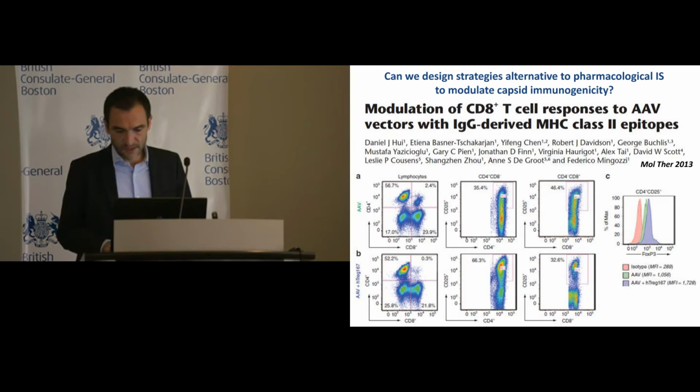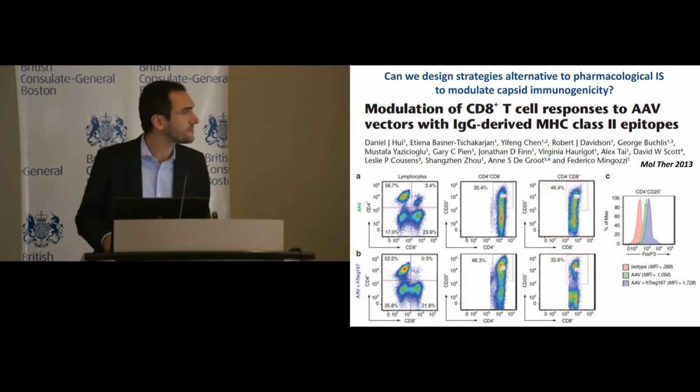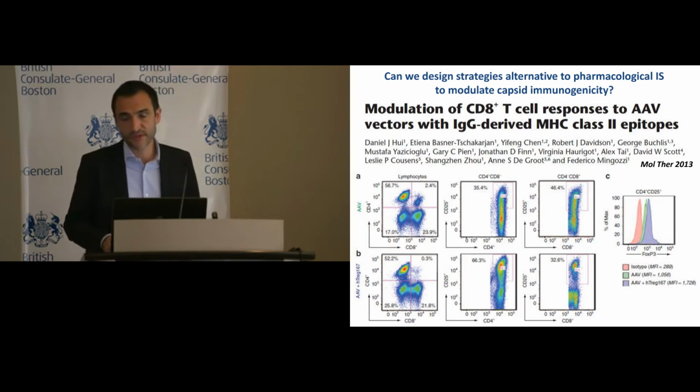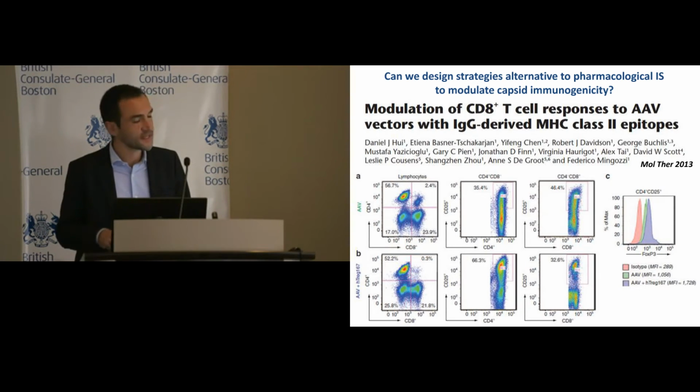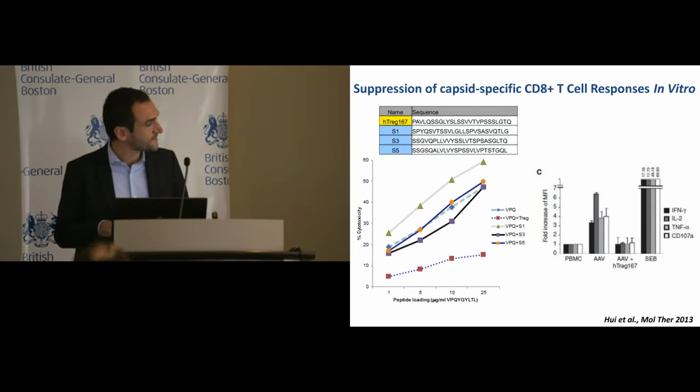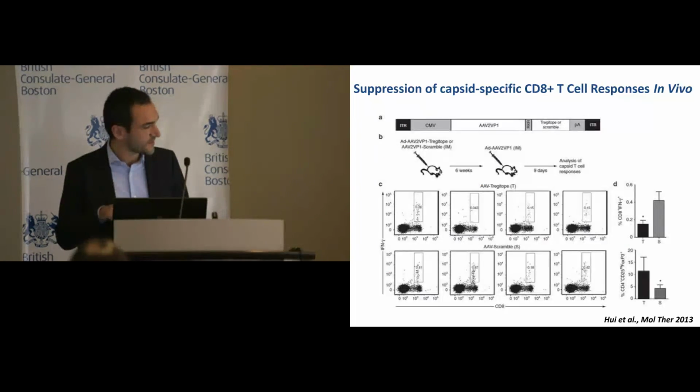I'm just going to quickly go through a few slides. It's all published work. We also tried to use regulatory T-cell epitopes to modulate T-cell responses to the AAV capsid. Essentially, we showed that using these peptides, you can expand Tregs using human PBMCs. You can suppress CTL responses against the AAV capsid in vitro. So these are CTLs incubated with these regulatory T-cell epitopes, and so you don't see killing of target cells.